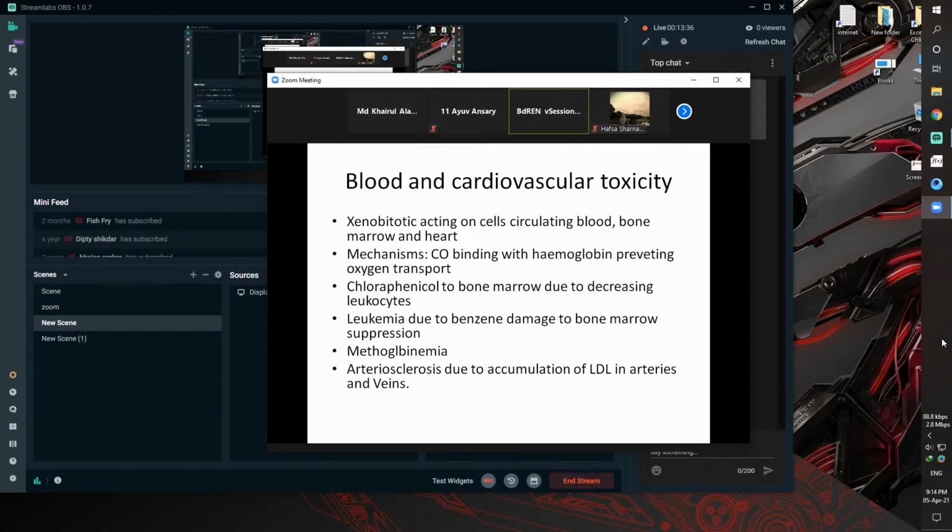So mechanism: if you see the low density lipoprotein heart attack. Sir, is there any difference between chloramphenicol and chloramphenicol? I think your internet connection is the problem.